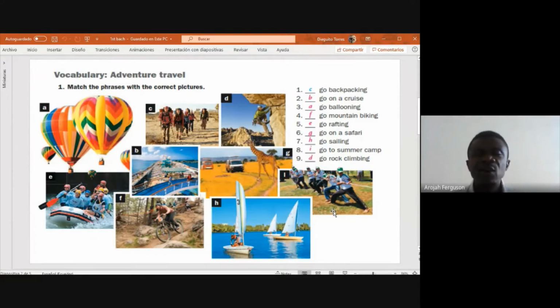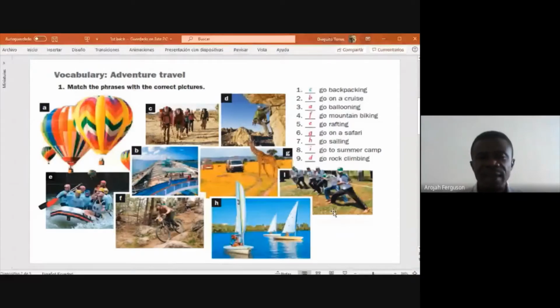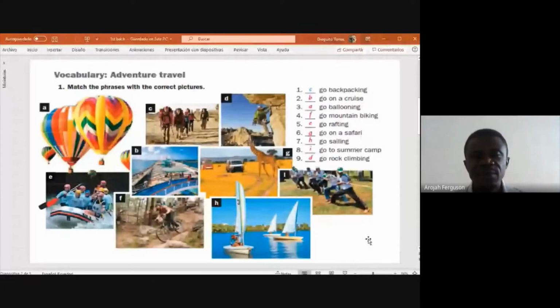Go summer camp. But when you say go summer camp, all the activities here, the backpacking, the cruising, the ballooning, the mountain biking, the rafting, the safari, the sailing, the summer camping, and the rock climbing, they are all activities of camping. If you leave your home and you go camping because you don't want to feel bored, because you want to be happy and active at all times, you do those activities. Very good. So don't forget the activities. There's ballooning, there's rock climbing, there's sailing, there is summer camping itself, safari, there's rafting.